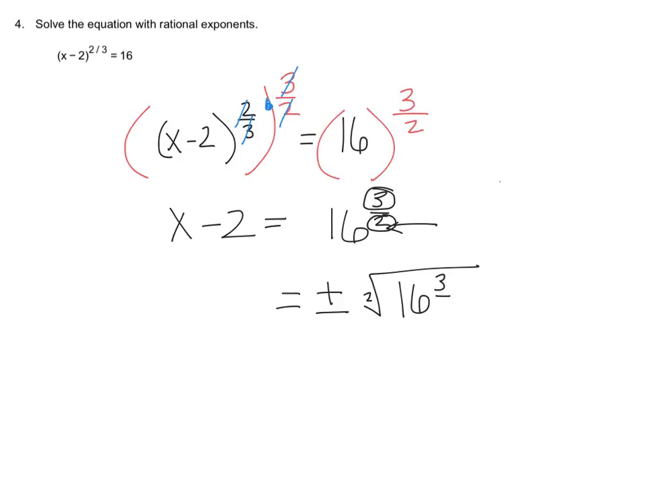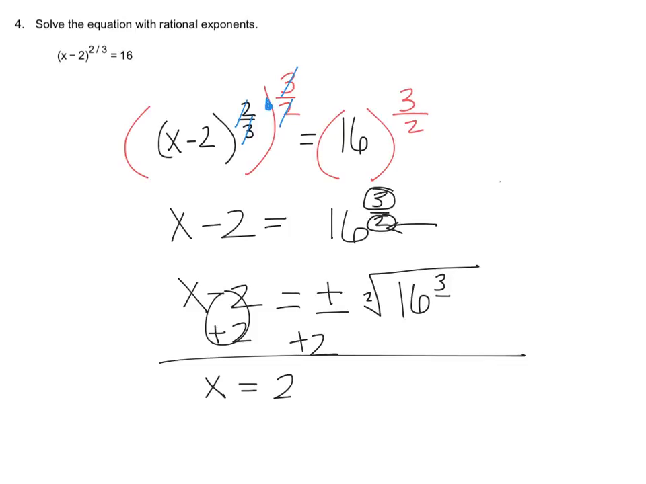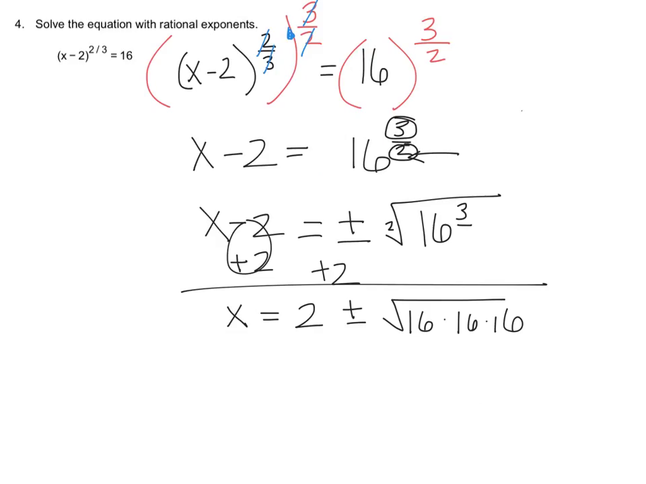Now if we get back to our problem, I have x minus 2 equals plus or minus the square root of 16 cubed. To isolate the x, I'll add 2 on both sides, and I'm left with x equals 2 plus or minus the square root of 16 cubed. I can write 16 cubed as 16 times 16 times 16.